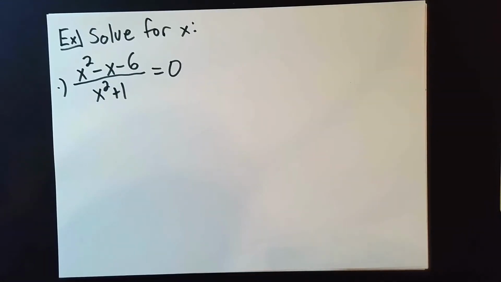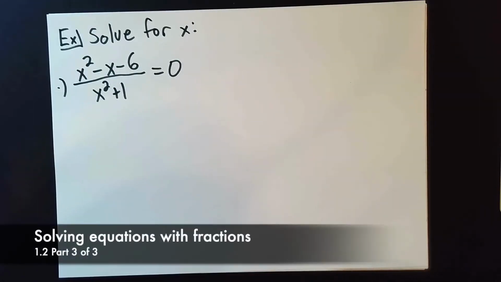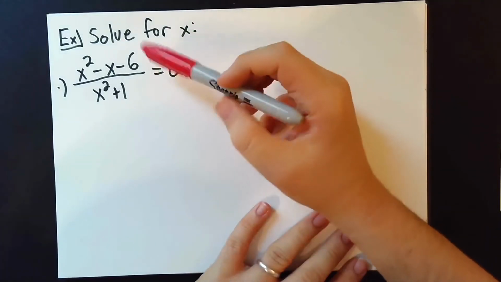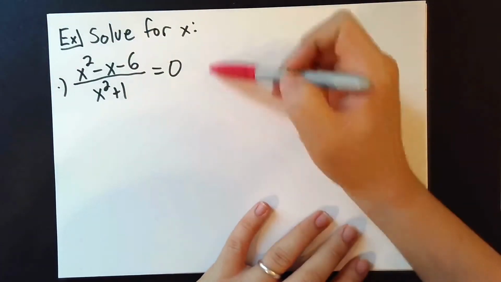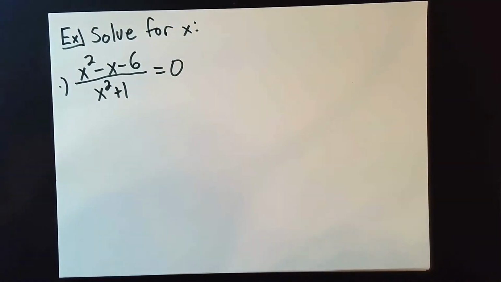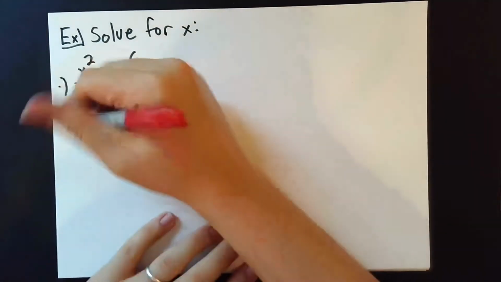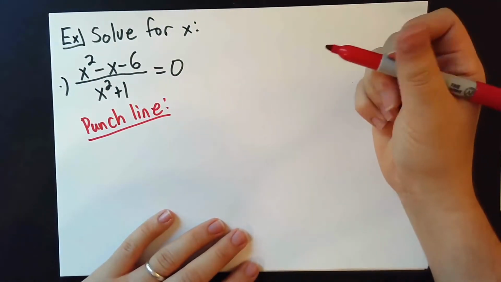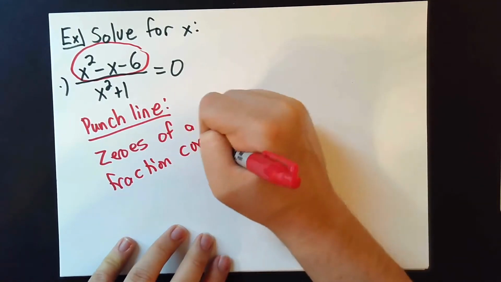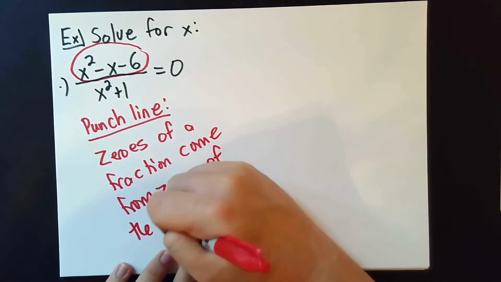Welcome back. In this video, we're going to finish our review of fractions by talking about how to solve equations that have fractions in them. So as a starting point, I want to look at this equation. Now, here's the punchline at the end of the day. The punchline is, if I want to know when a fraction is 0, I only have to look at one thing. Namely, I only need to look at the numerator.